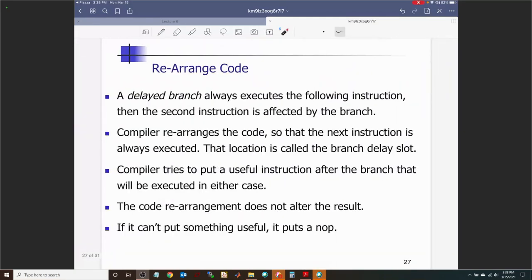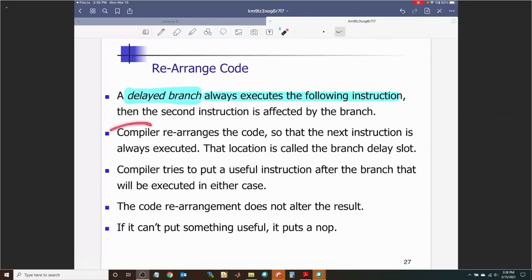All right. Now let's talk about rearranging the code. Whenever you do a delayed branch, you always execute the following instruction. We have talked about the modified hardware going as far as affecting the next instruction. So the next instruction always gets executed, but the instruction following that will be affected by the branch. So that's one thing to note. The delayed branch always executes the next instruction, but the instruction that follows that can get affected by the branch. So it may or may not get executed.